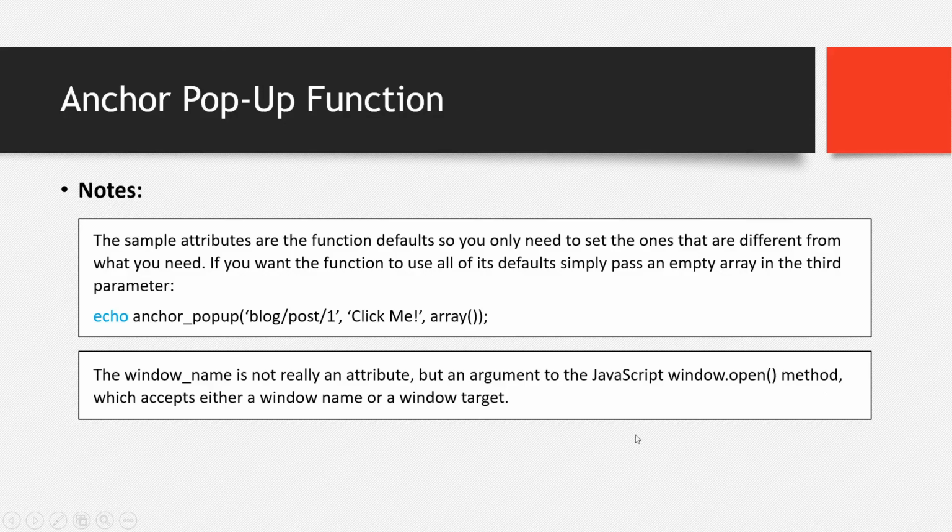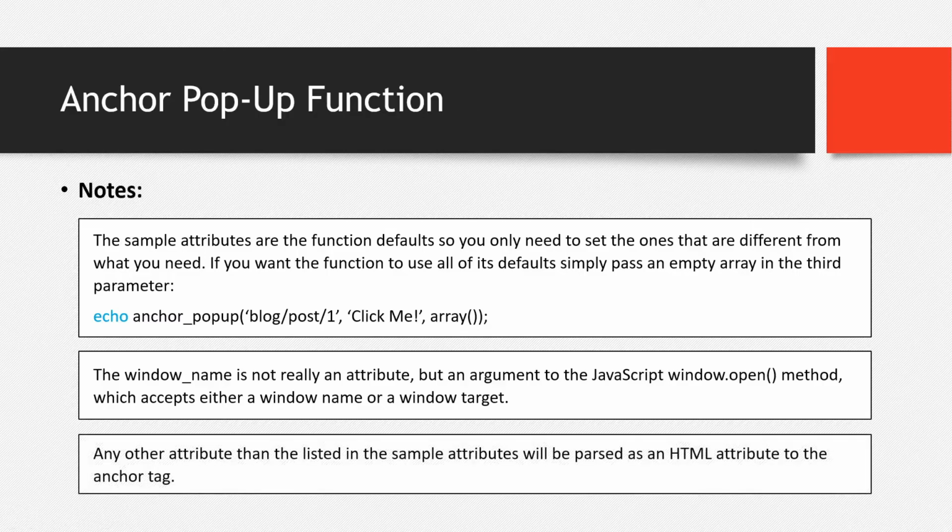method, which accepts either a window name or a window target. Okay, so any other attribute other than the ones listed in the sample attributes will be parsed as an HTML attribute to the anchor tag. Okay?